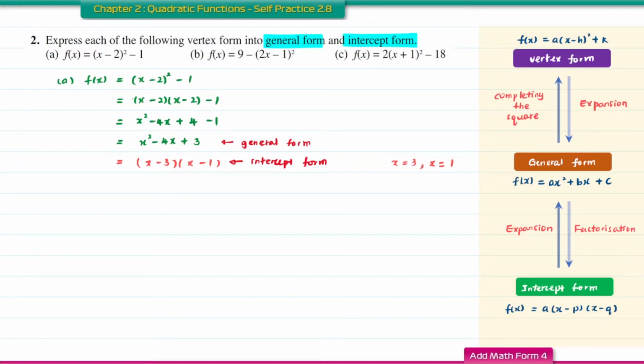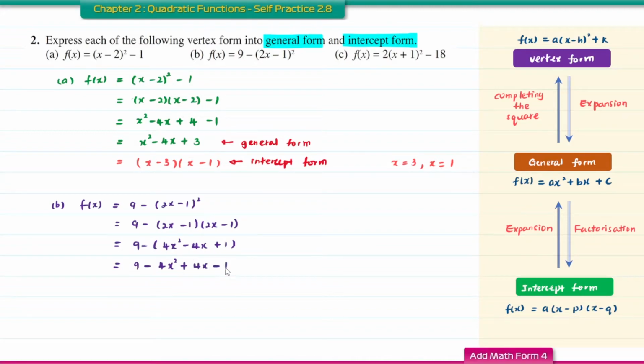So now let us move to question B. So first we're going to do the expansions for the bracket part here. So here you're going to have 4x squared minus 2x, which is minus 4x plus 1. Then we're going to expand this. So you're going to get minus 4x squared. Here you're going to have plus 4x and minus 1.